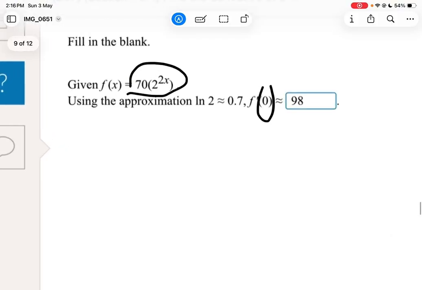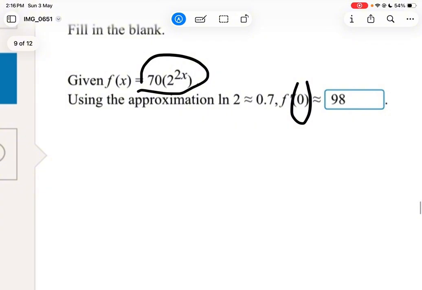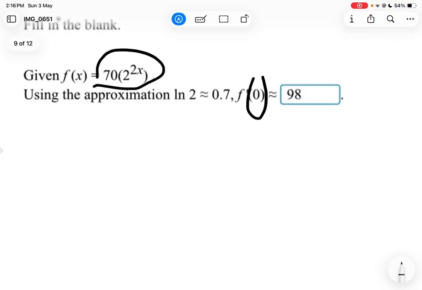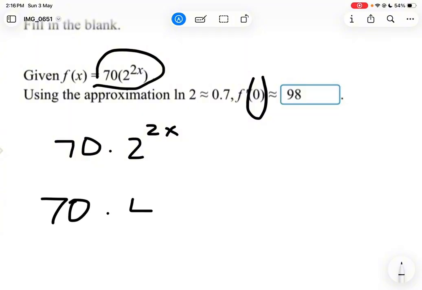So here they want us to find the derivative. Okay. And they said using the approximation that ln of 2 is approximately equal to 0.7. So what you do, you can rewrite this as 70 times 2 to the power of 2x, right? Okay, this will also be 70 times 4 to the power of x, because 2 to the power of 2 is 4, so 4 to the power of x.